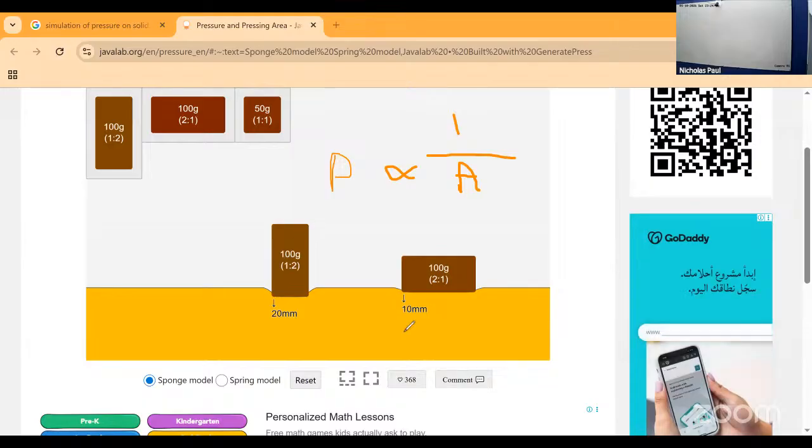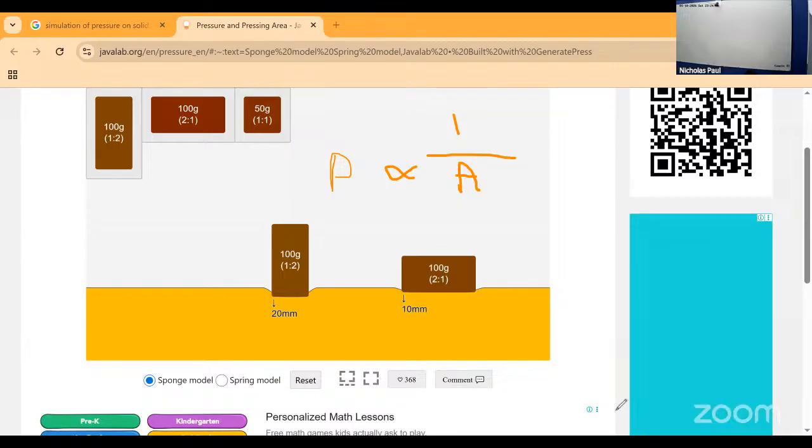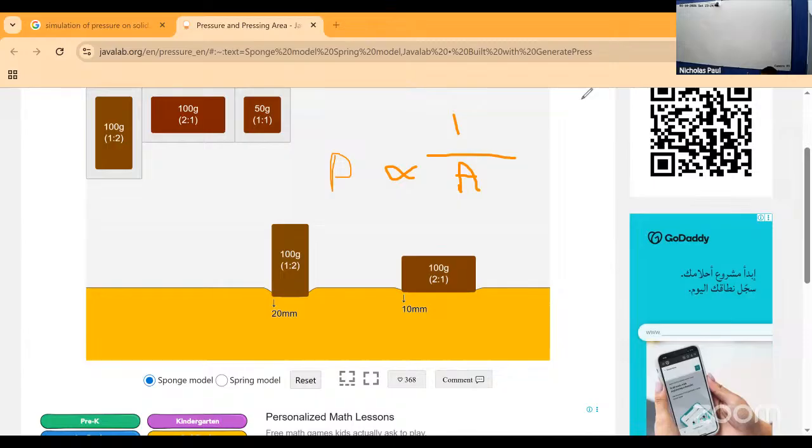If I had no mass, would there be a pressure? No. So it means that pressure has to do with mass, right? What do you expect? A bigger, let's not guess as yet. Let us experiment. Let's take the 50 kilograms and bring it here.